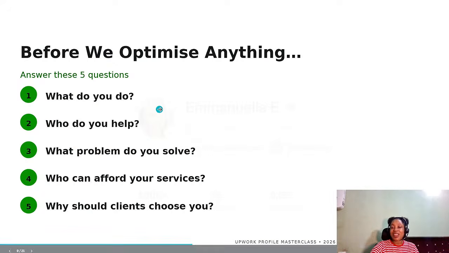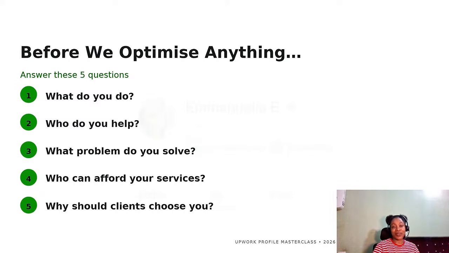Okay, so before we start optimizing, here are 5 questions we need to answer. First, what do you do? We need to start asking ourselves these questions, because what I know is what I do. I know how I help my clients. I know their problems and how I can solve them. I know who can afford my services, and I also know why my clients choose me.